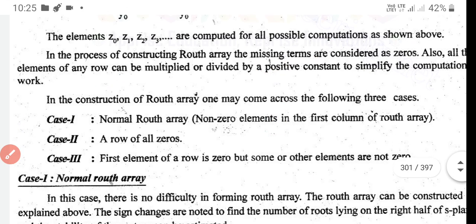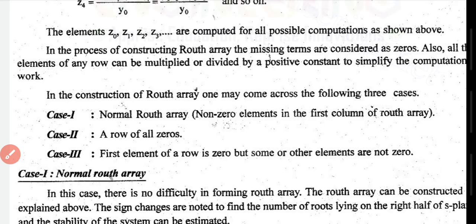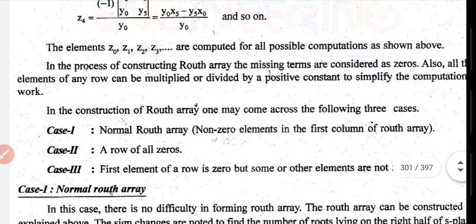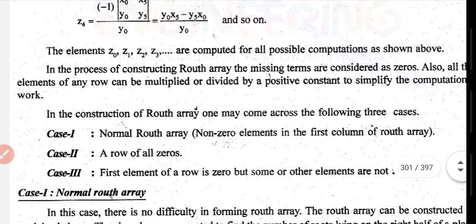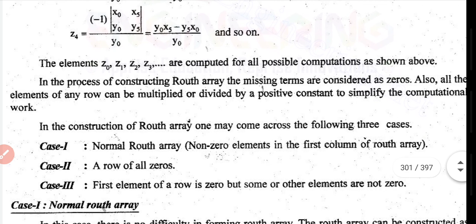Like that you have to calculate all the rows of the given characteristic equation. See here, in this process of constructing the row array you will have some missing terms. If there is any missing term in the given characteristic equation, you have to consider the missing term as 0.